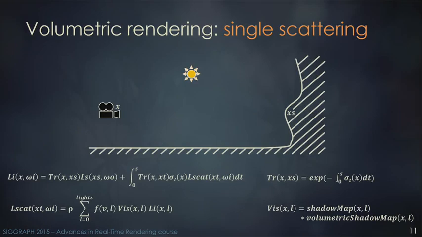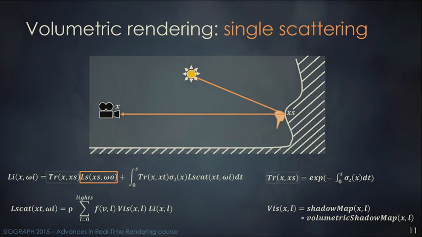So volumetric rendering in Frostbite, we restrict ourselves to single scattering. It's already hard enough. So how do you compute that? When you have a light interacting with a surface, you can evaluate the BRDF, and then you get the final light incoming on the camera. But if you have participating media, then it's a bit more complex.